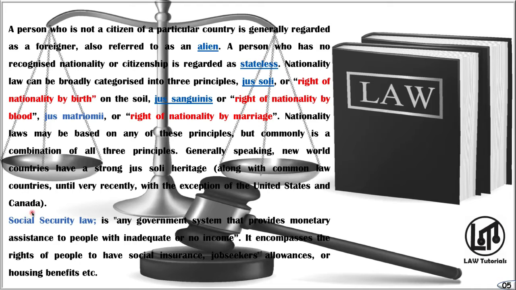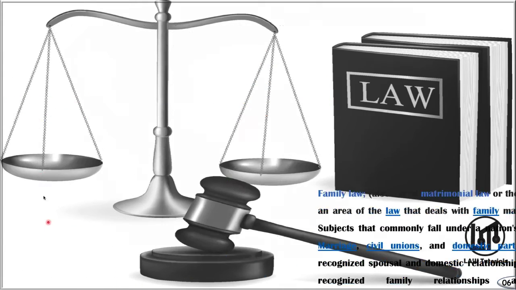Now, Social Security law. Let's look at Social Security law. Social Security law is any government system that provides monetary assistance to people with inadequate or no income. It encompasses the right of people to have social insurance, job seekers allowance, or housing benefit.